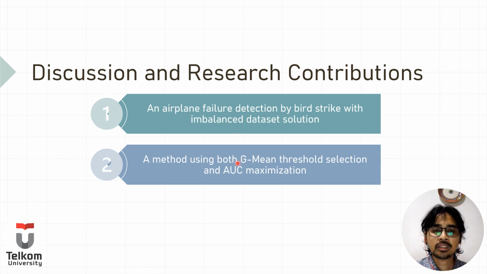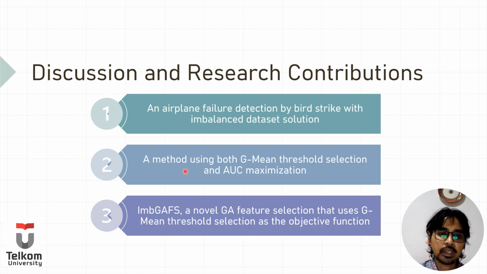Secondly, previous methods have used G-mean threshold selection, and some previous methods have used AUC maximization. Here we use both of them to optimize the results of our machine learning model to get the best G-mean value. And lastly, we propose ImbGAFS, which is a novel GA feature selection. This method uses G-mean threshold selection as its objective function. Previous methods have used GA feature selection, but none of them have used G-mean threshold selection. And we prove that the use of ImbGAFS can improve the performance of failure detection by bird strike.